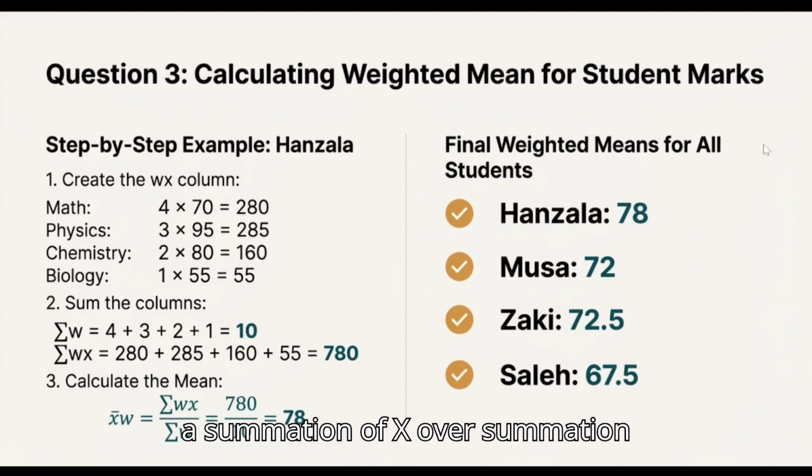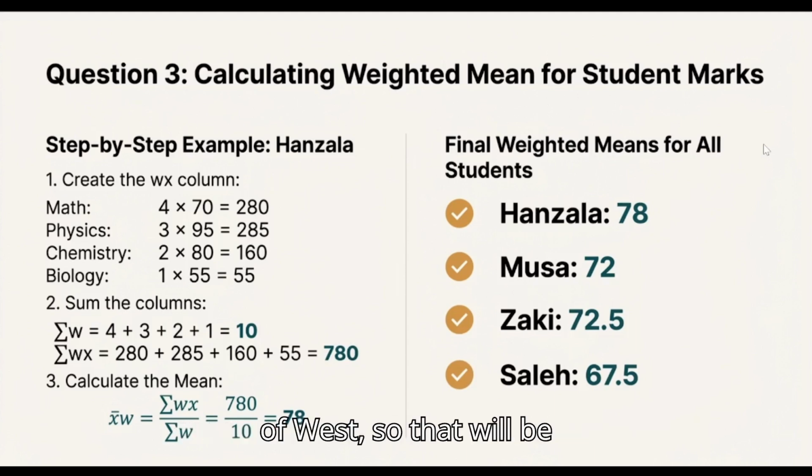Now we will just simply calculate the mean. We have summation of wx over summation of w. So that will be 780 divided by 10, which is 78.